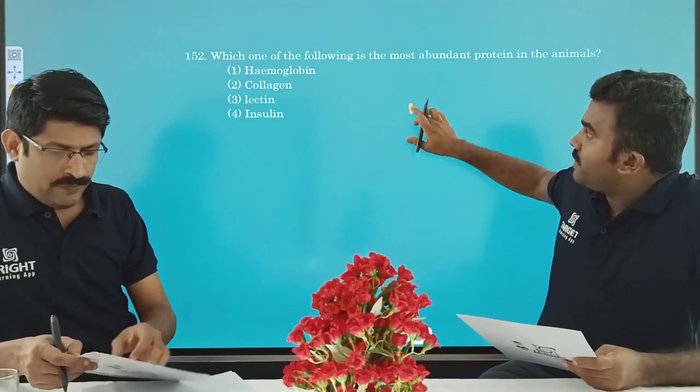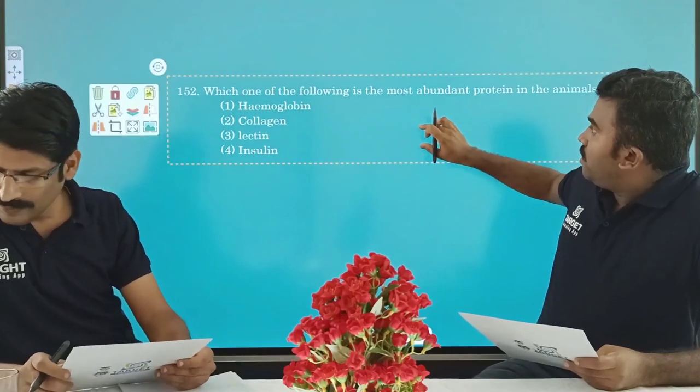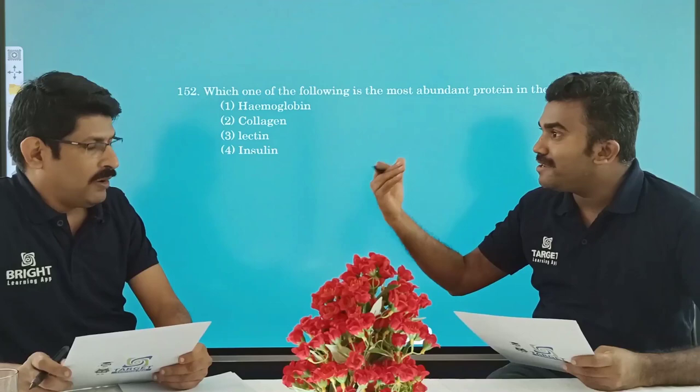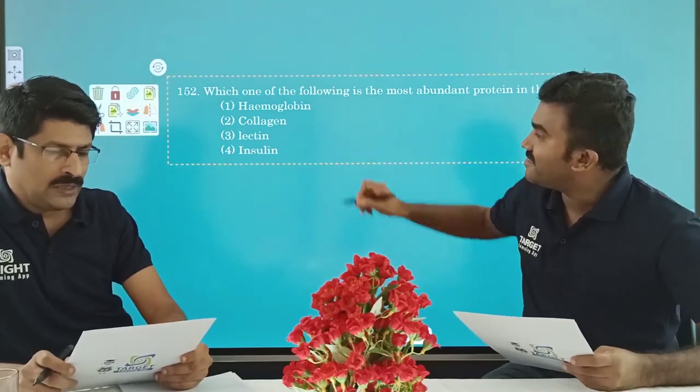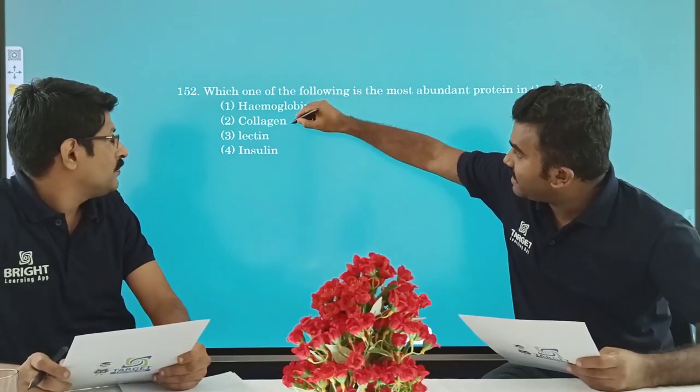151 completed. Next one, 152. Which one of the following is the most abundant protein in the animals? That we have already discussed. The right answer is collagen.